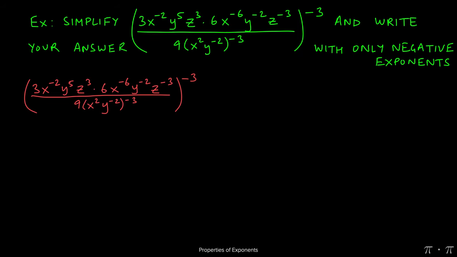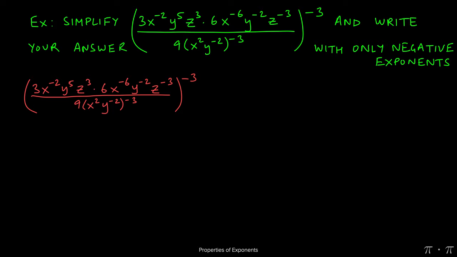In this problem, we're asked to simplify this massive expression and write our answer with only negative exponents. So let's take a look at the numerator and the denominator carefully to see if we can rearrange it first to make life a little bit better for us.